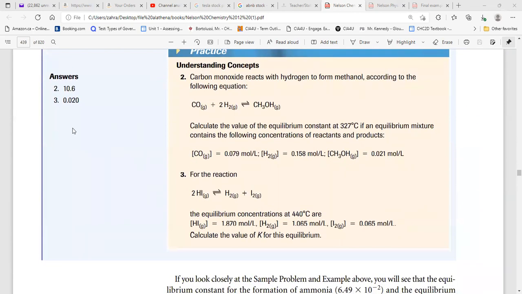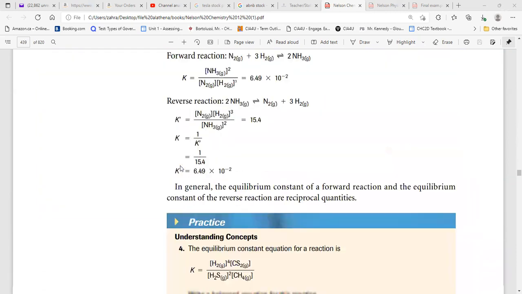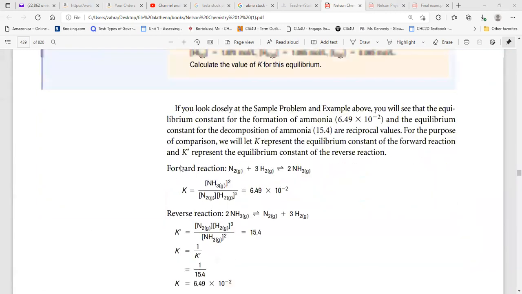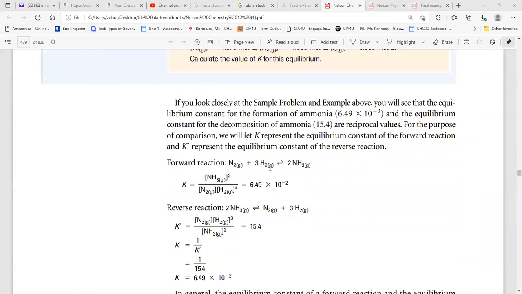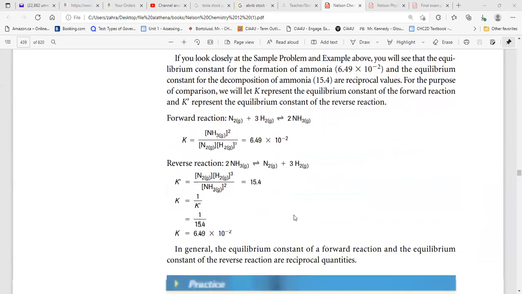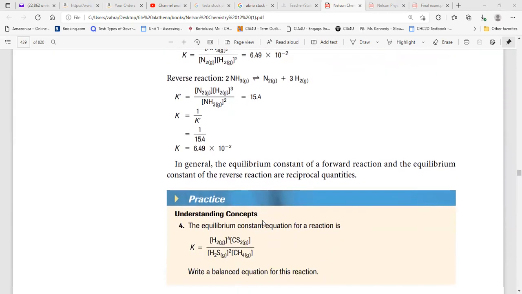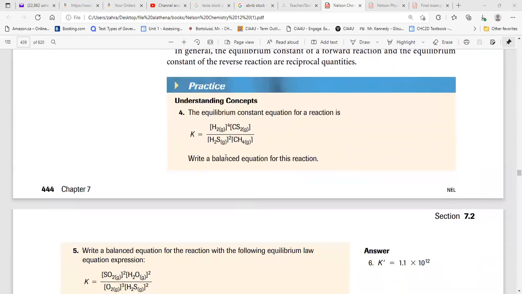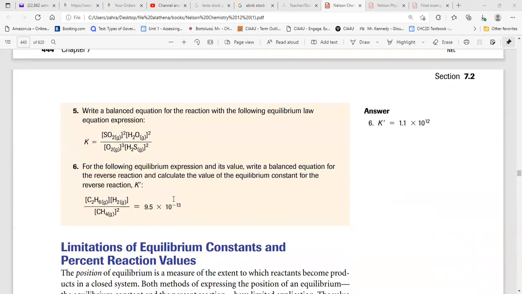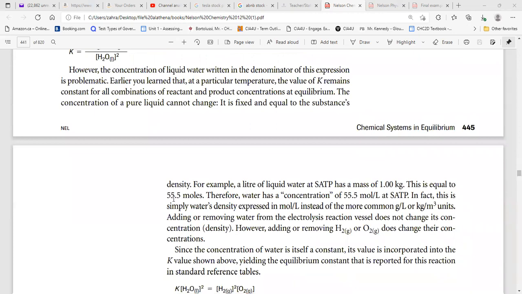So questions number 2 and 3 are practice. This is page 444. When you write the equilibrium law here, you consider the gases. If you have gases, it is just one phase. And for the reverse, if you want to do K prime for the reverse reaction, the K constant for the reverse reaction is simply K prime equal to 1 over K, or K is equal to 1 over K prime. So you can do questions number 4, 5, and 6 as practice. This is page 445.